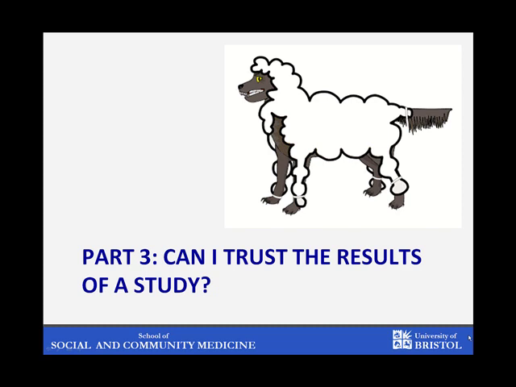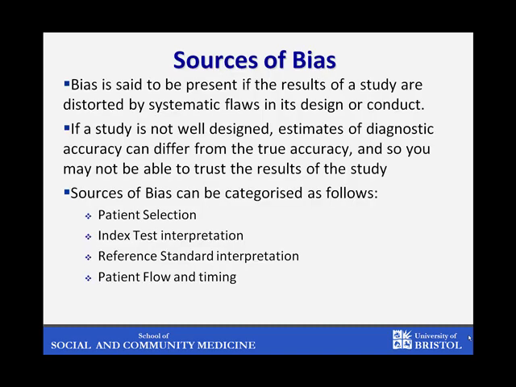Hopefully by now you're feeling fairly confident in understanding some of the key concepts behind diagnostic test accuracy studies. However, you can't always trust everything published in journals. As you will see, there are several major types of biases that can distort the results calculated in publications, often making the test appear better than it will be in reality. These biases can be classified as patient selection bias, index test interpretation bias, reference standard interpretation bias, and patient flow and timing bias. And in the next few slides, we'll go through each of these in turn and illustrate the problems.